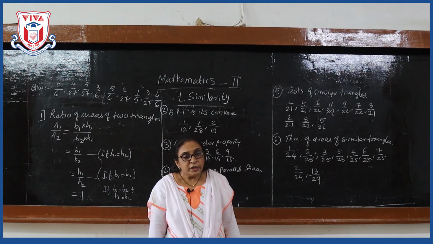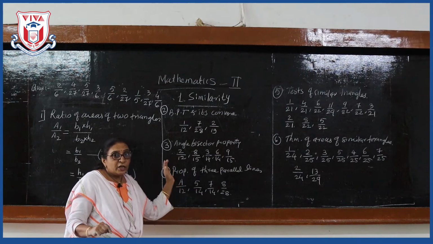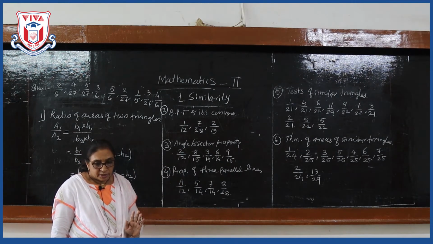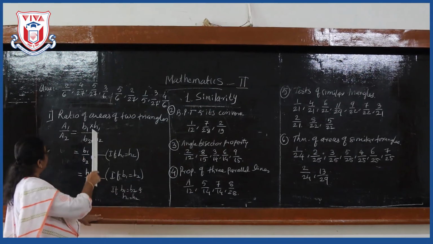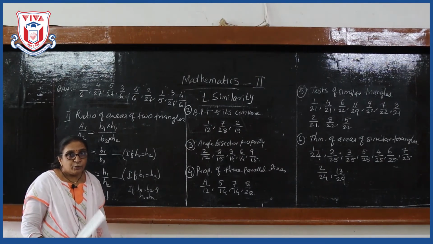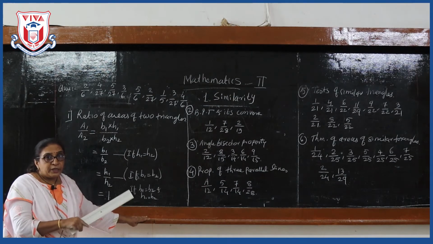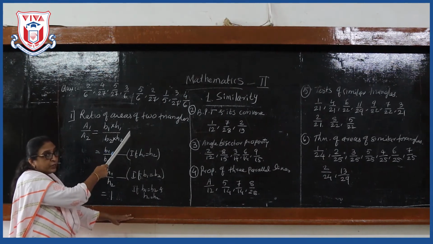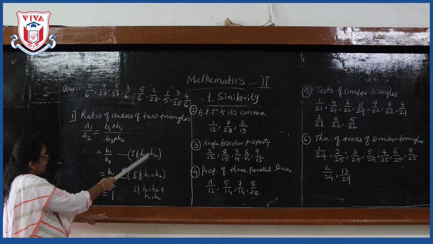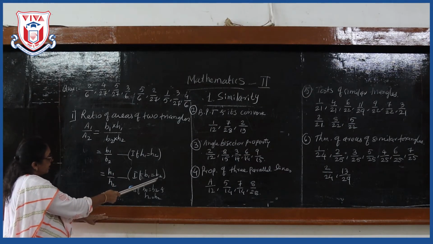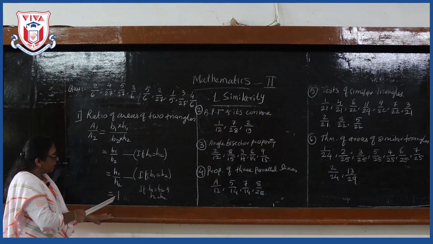So here we are applying the property that areas of similar triangles are proportional to the square of their corresponding heights. Okay, children, now while concluding this chapter, I just want to tell you how you will solve the sums from the exercises. See, at the beginning you have studied the ratio of areas of two triangles. Now on the basis of this, three more properties you have studied. A1 upon A2 is equal to B1 into H1 upon B2 into H2. When heights are equal, B1 upon B2. When bases are equal, the ratio is H1 upon H2. And when bases and heights both are equal, the ratio is 1.